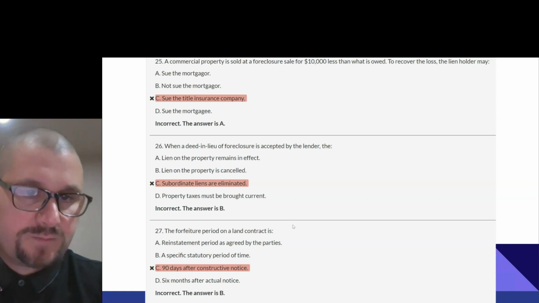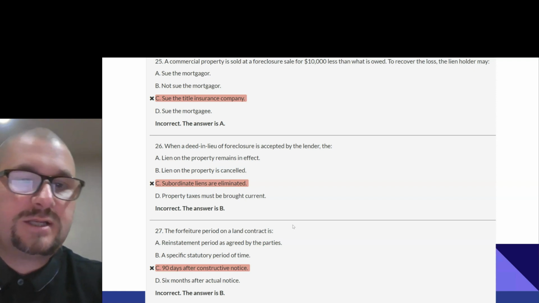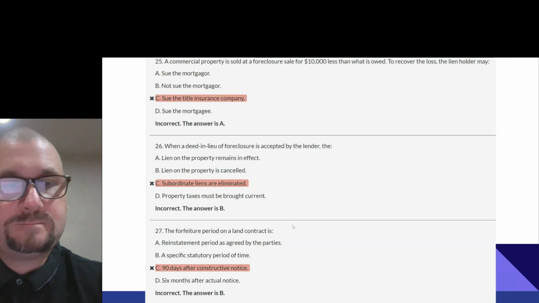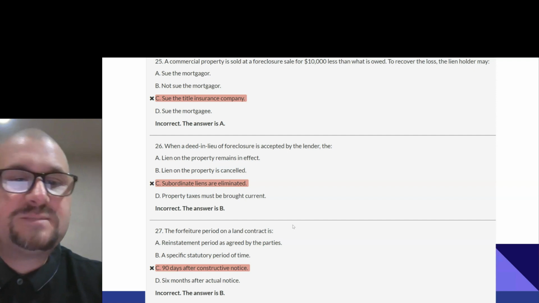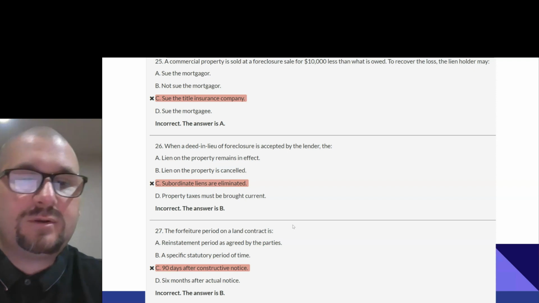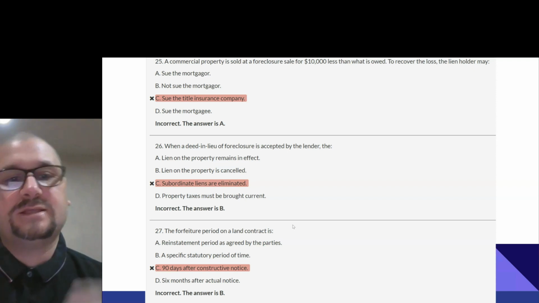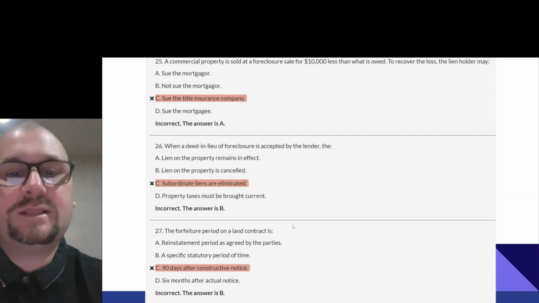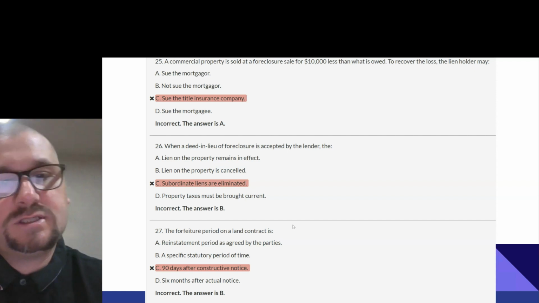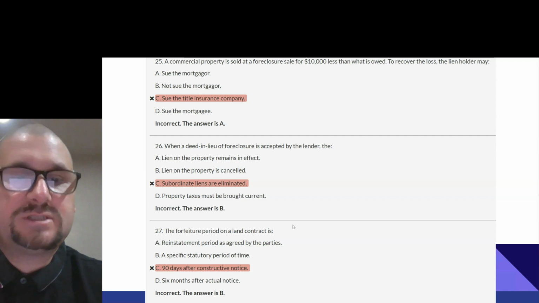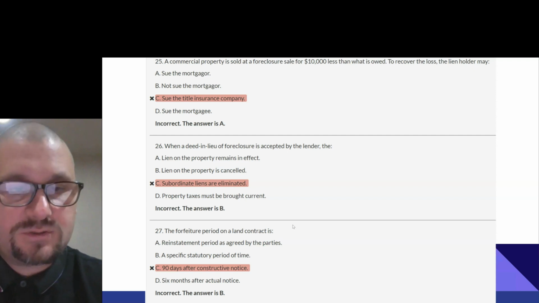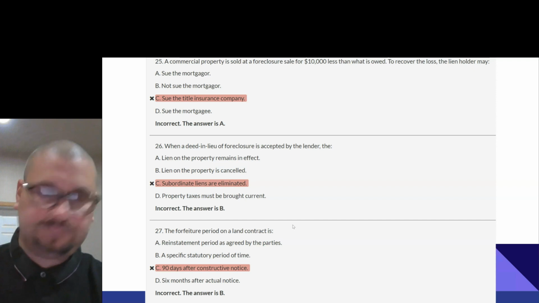The forfeiture period on a land contract is, bravo, a specific statutory period of time. So a specific statutory period of time, that's the forfeiture period on a land contract.